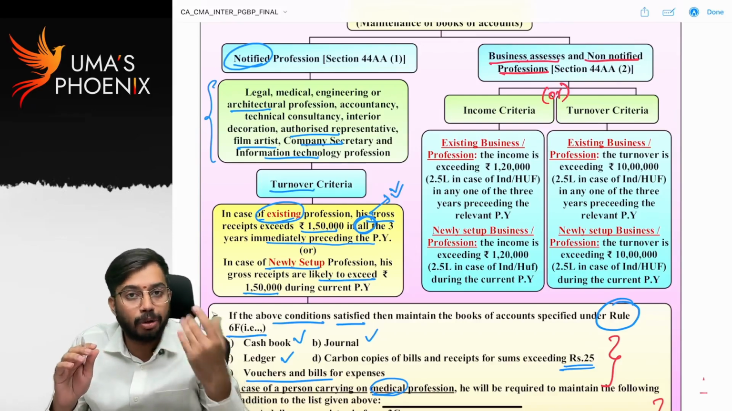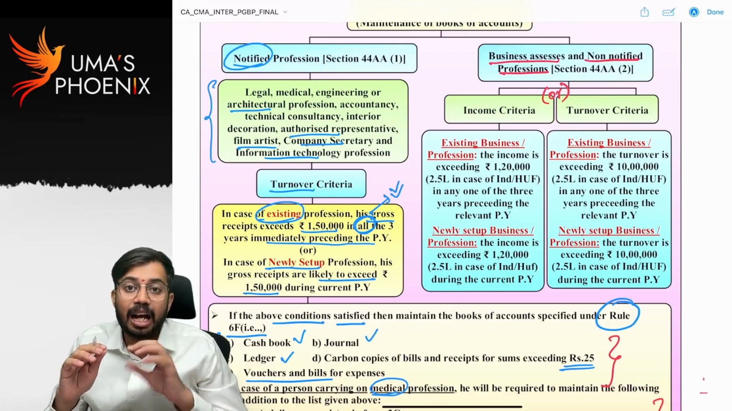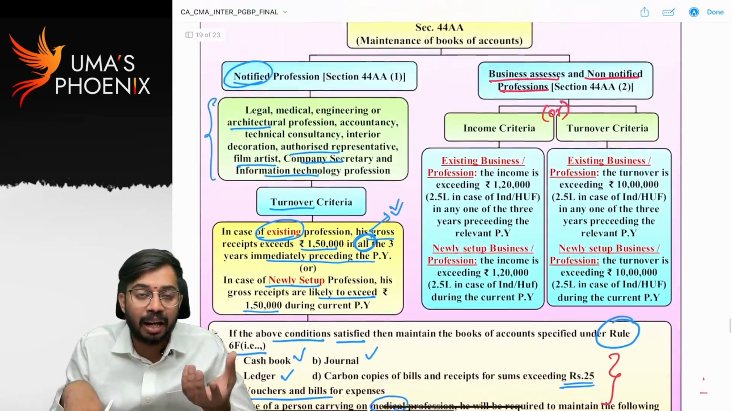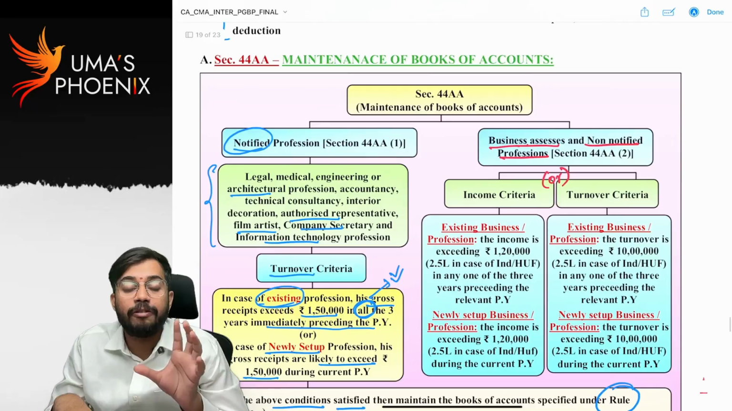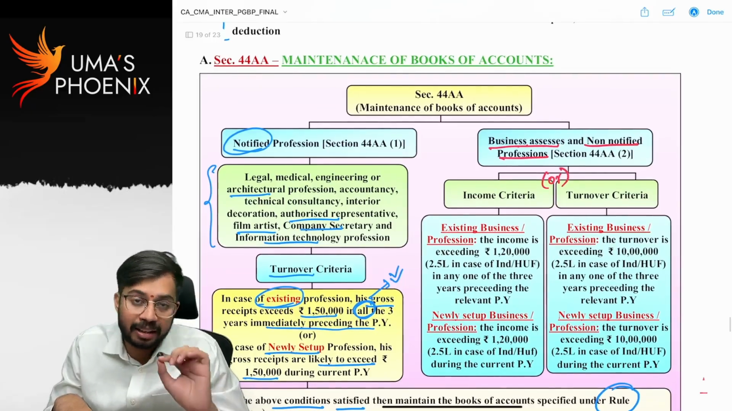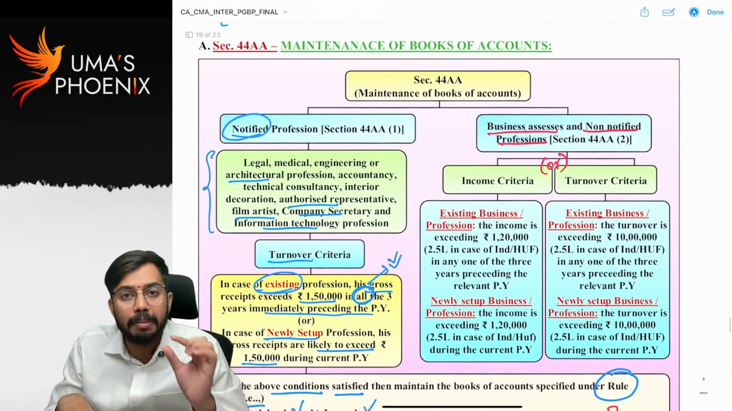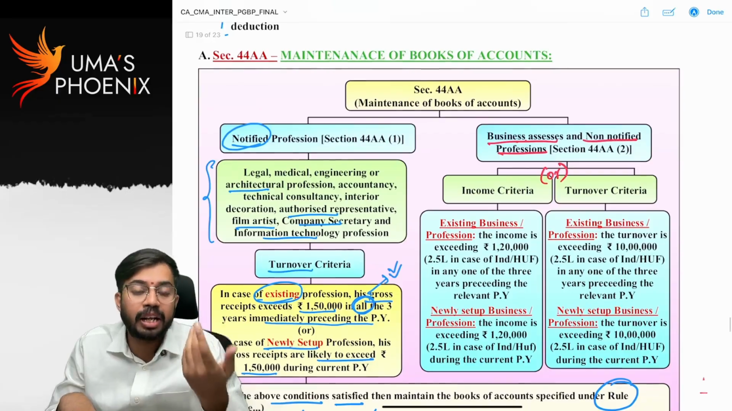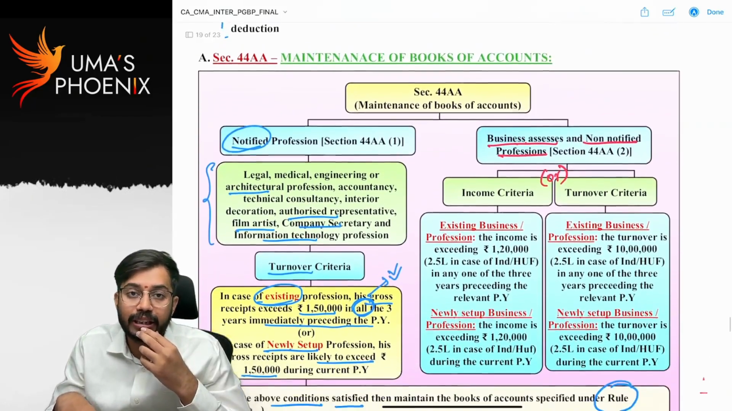So I explained about notified professionals. Now I am explaining about business SSCs and non-notified professionals. So how many criteria do they have? They have two criteria, either income criteria or turnover criteria. If any one of the criteria is satisfied, then they are required to maintain minimum books of accounts. If income criteria is not satisfied and turnover criteria is also not satisfied, then they are not required to maintain books of accounts. Is it clear?